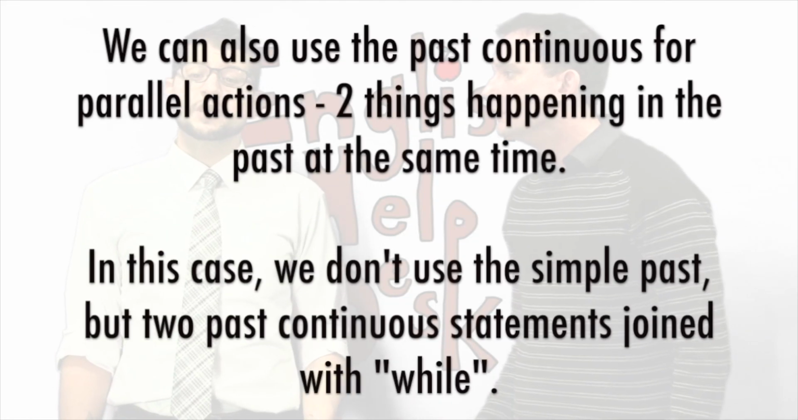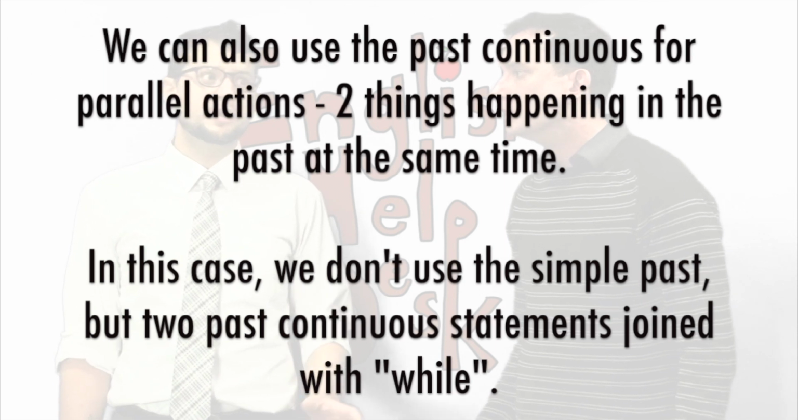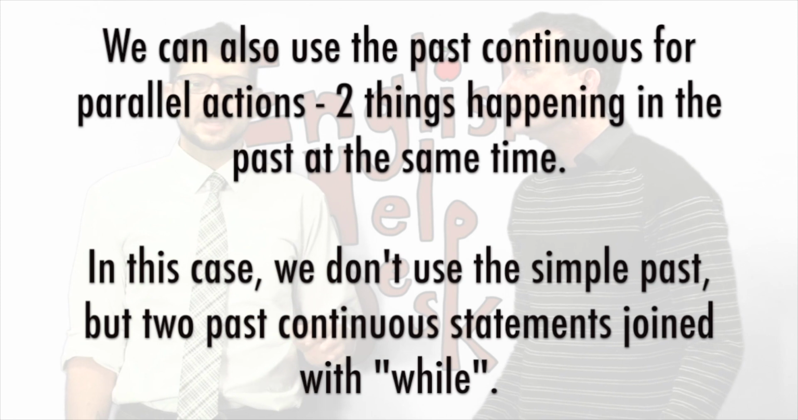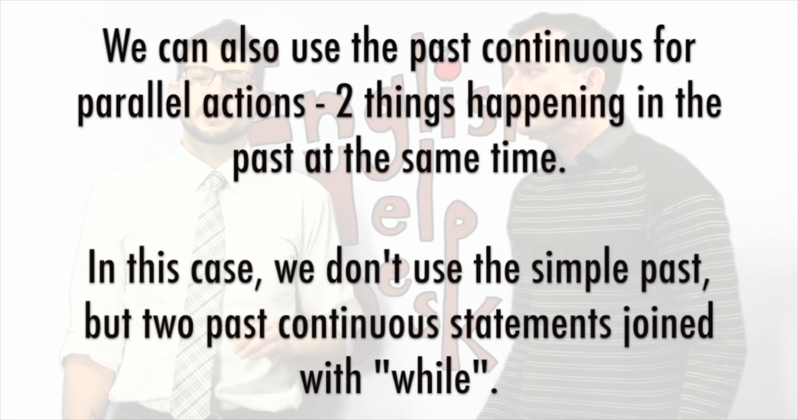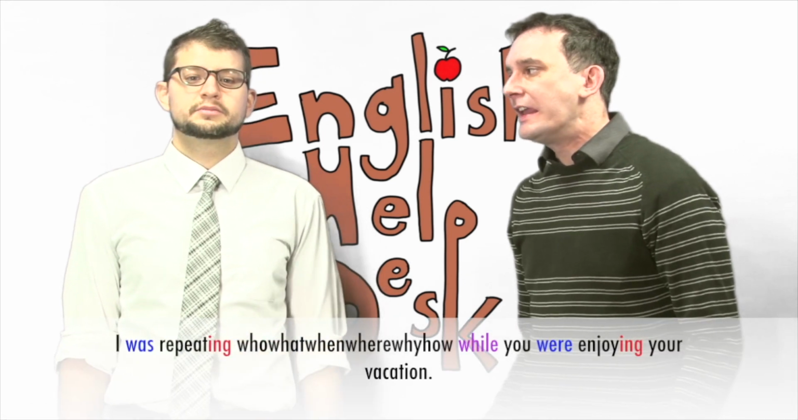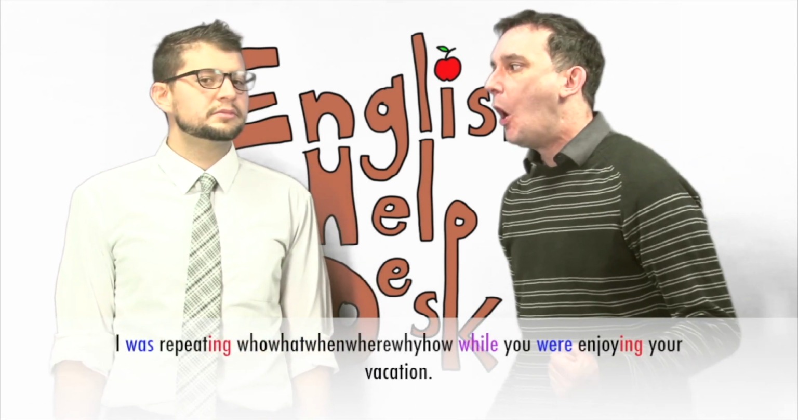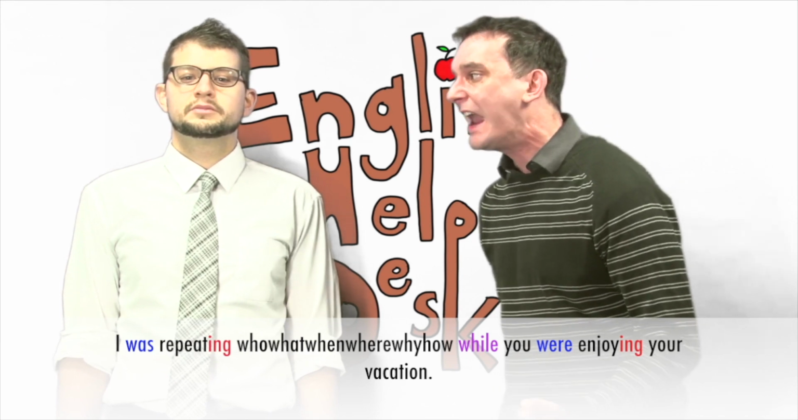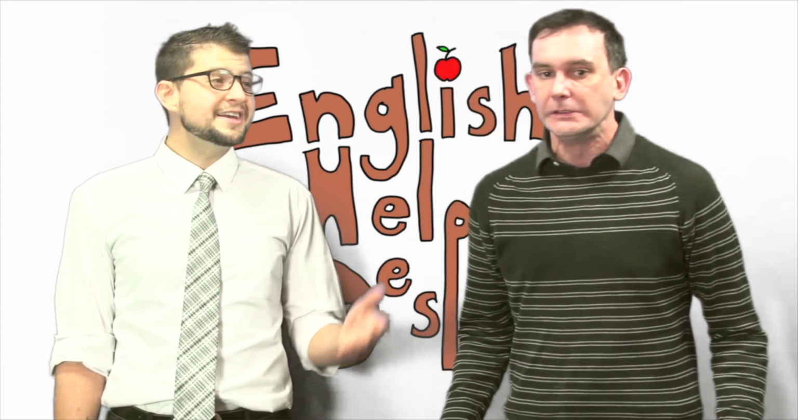There is one more thing we can use the past continuous for, parallel actions. Two things happening at the same time in the past. In this case, we don't use the simple past, but two past continuous statements. Like, I was repeating who, what, when, where, why, how, over and over while you were enjoying your vacation? Exactly. We use while for these statements. So is that it? That is it.